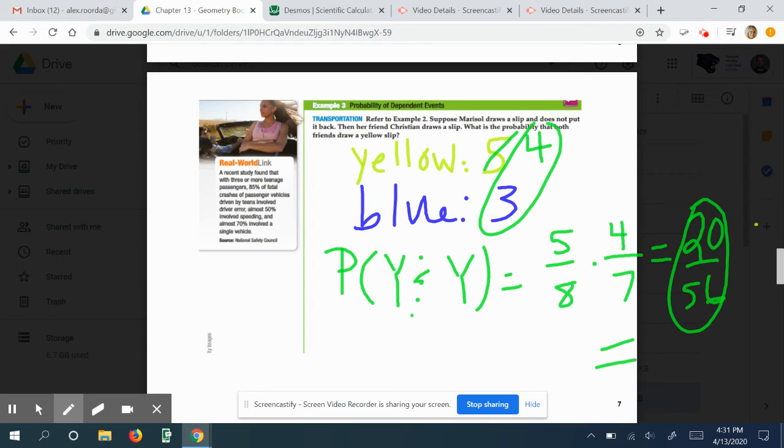You could simplify it, but actually, let's simplify it, and we'll just talk about it. You can take 4 out of both of them, and so that would be 5 out of 14. And so the chance of it happening is 5 out of 14 in that sense.